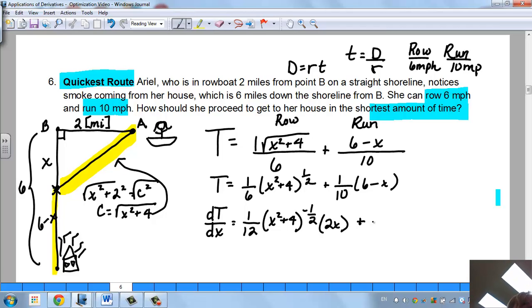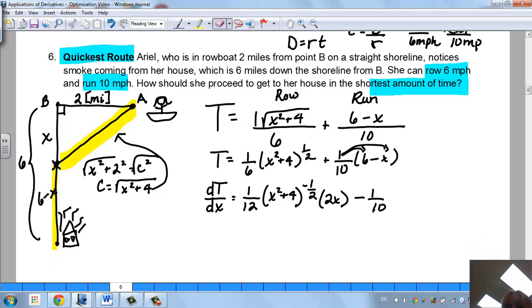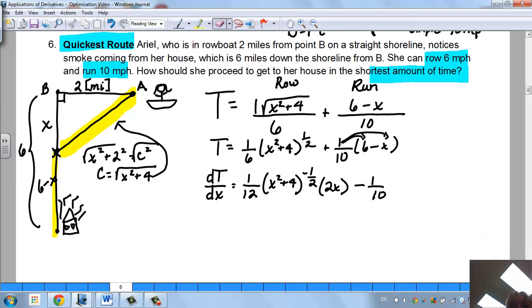plus, if I take this derivative here, I can actually multiply this out. So 1/10 times 6 is 6/10, a constant, and this would be negative 1/10 x, so it's going to be actually negative 1/10. Okay? Now, when I go to do this down here, I can see the 2's can cancel here, so this will cancel, 1, this will be a 6.